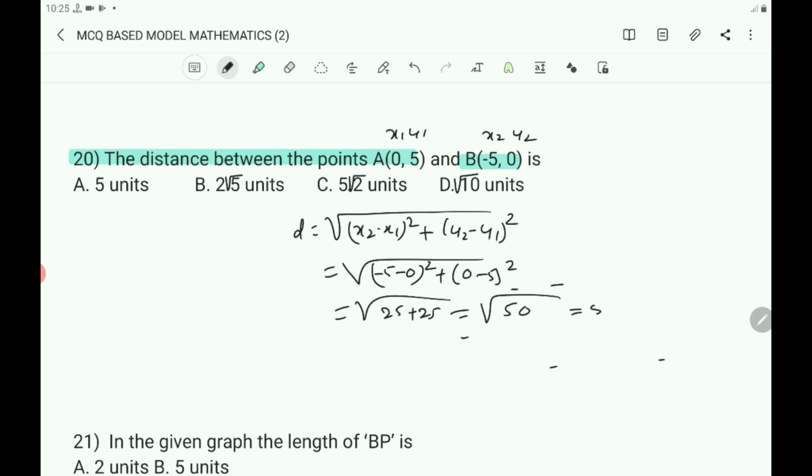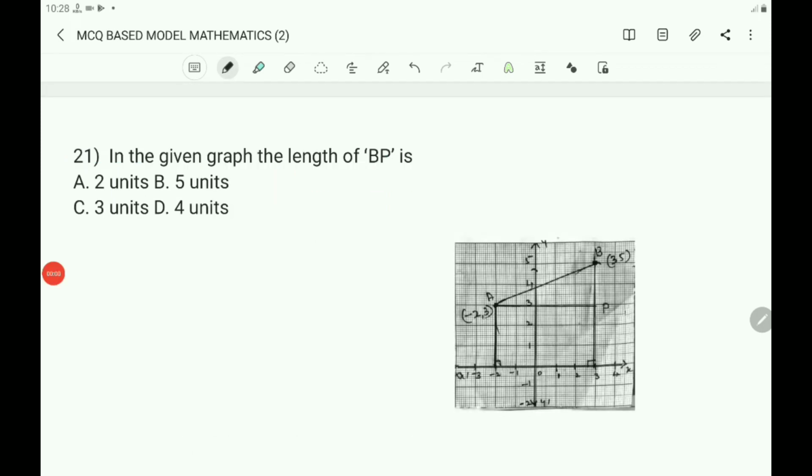You can split this as a product of 25 and 2. So you will get 5 root 2. Then what is the answer? Option C is the answer. Here in the option C there is 5 root 2 units. So option C is the answer.